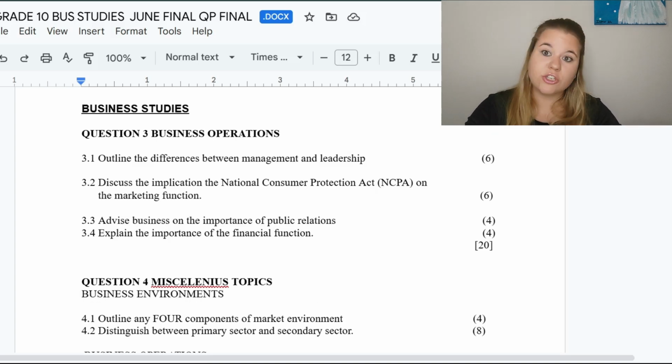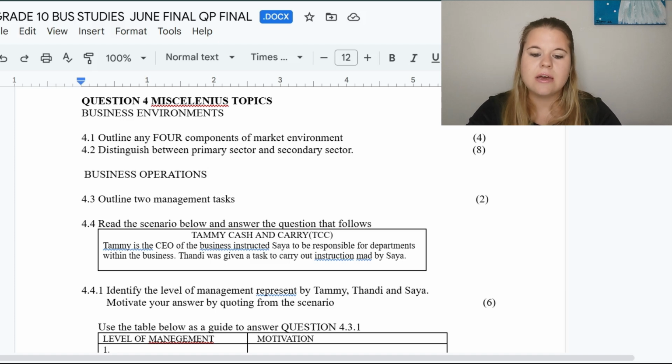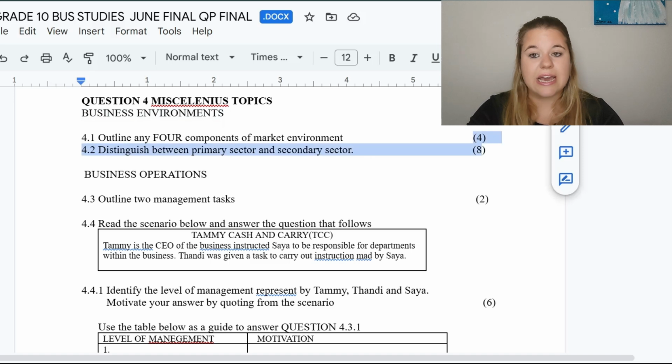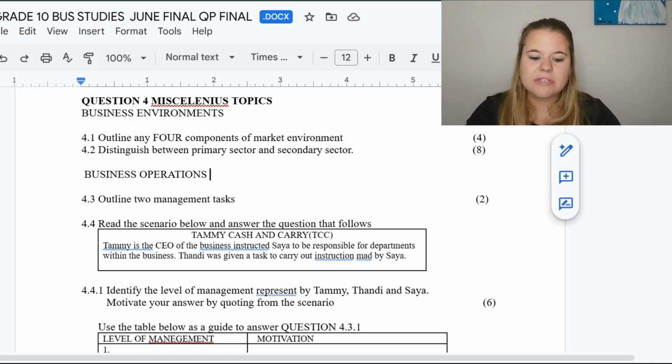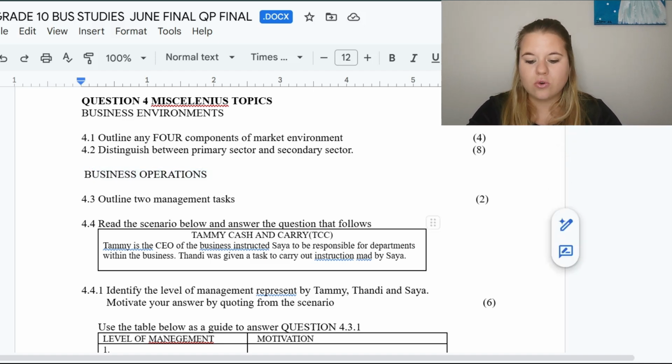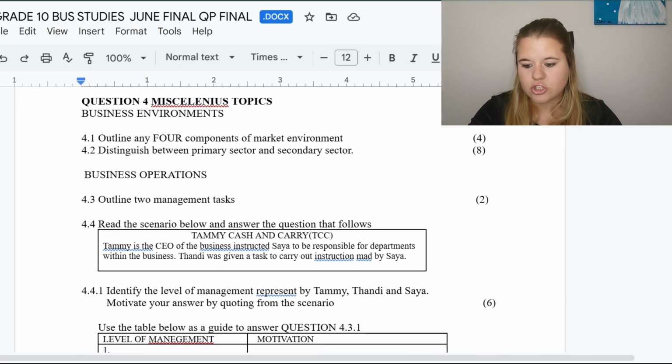Then you'll see question 4. We have miscellaneous topics. Like I said, you see here, business environments, and if you put this together, it's 8 marks. It's meant to be 10, but it is split basically half and half. Business operations, and then your questions. And then you'll see it's a total of 20 marks for this particular question.